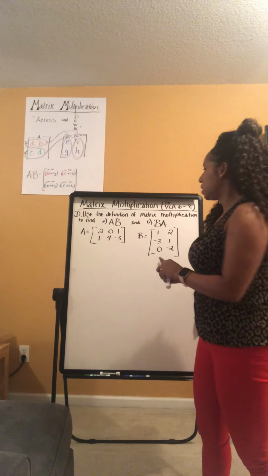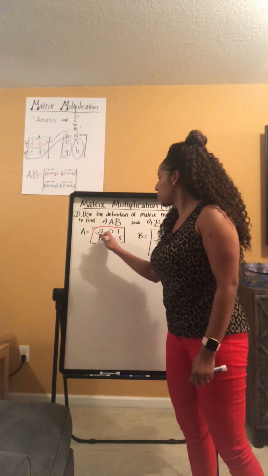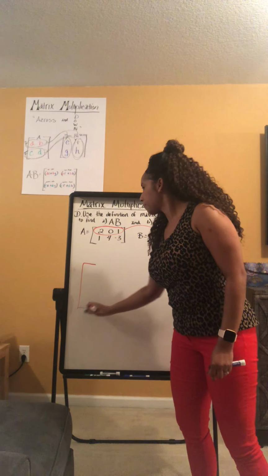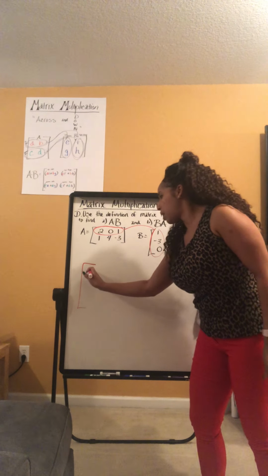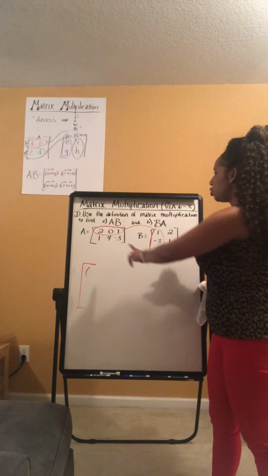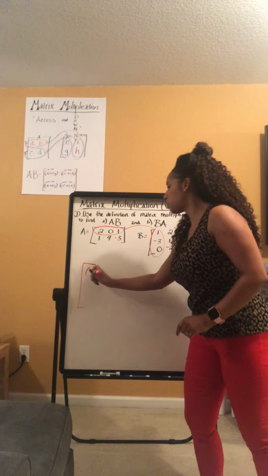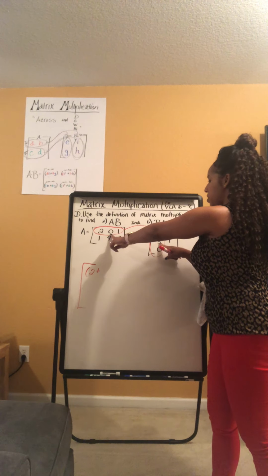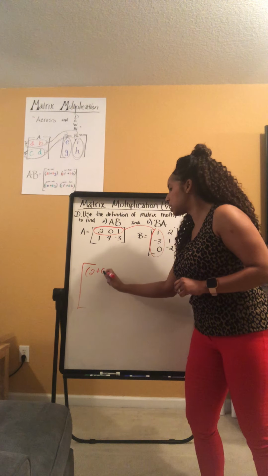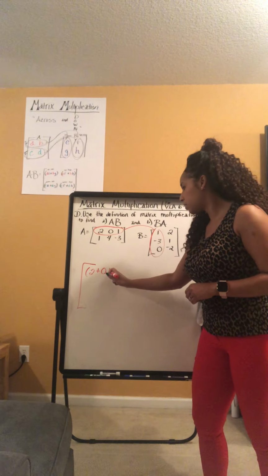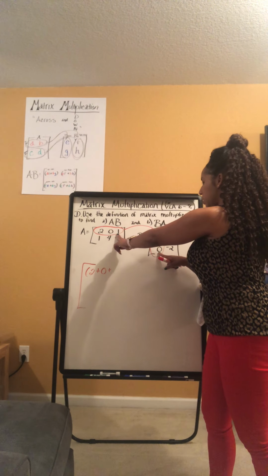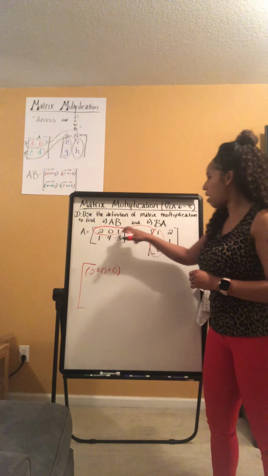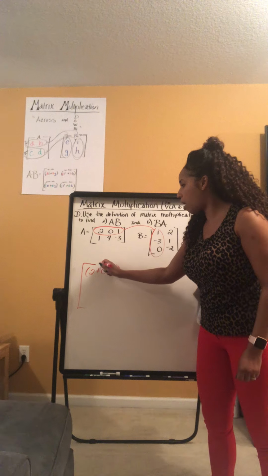Again, I want to give my first row to my first column. I will set up some parentheses. The 2 will multiply with the 1. 2 times 1 is 2. Plus the 0 will multiply with the negative 3. 0 times negative 3 is 0. Plus the 1 will multiply with the 0. 1 times 0 is 0. And that's it for the first. That's the top and the left, so it goes on my top left.